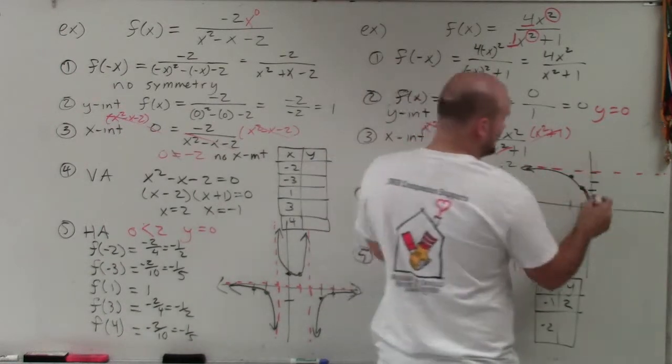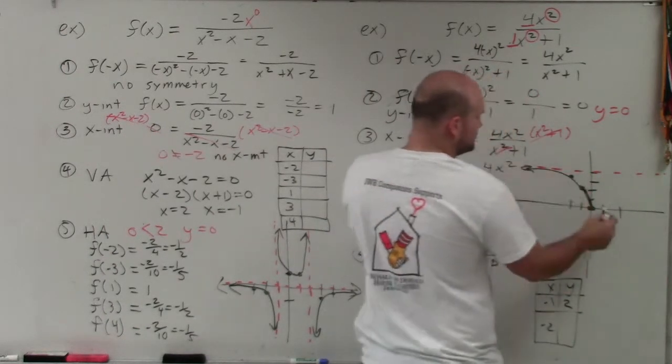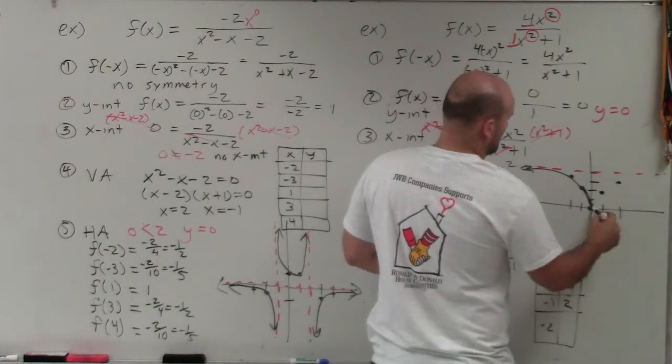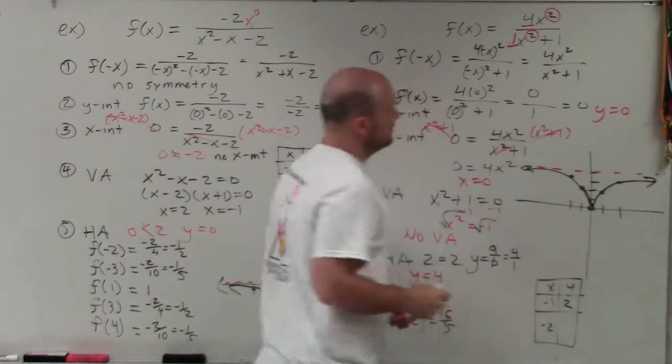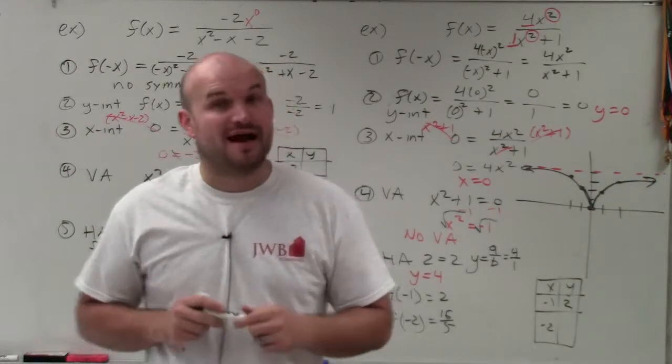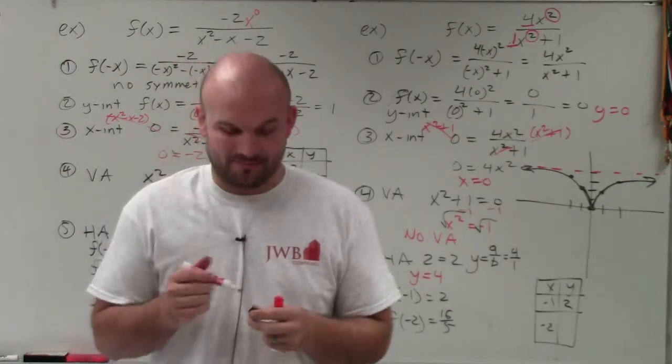Now, again, we can use symmetry to just reflect these 2 points and then redraw our graph. So there you go, ladies and gentlemen. That is how you graph a rational function using your 7-step process. Thanks.